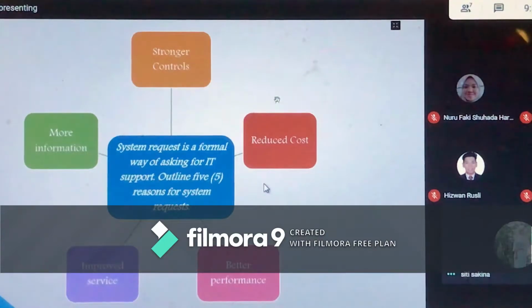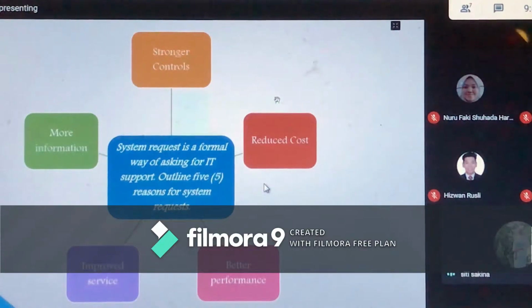Second is reduced cost. The current system Lestari Sdn Berhad is using could be expensive to operate or maintain as a result of a technical problem, design weakness, or the changing demand of the business. On the other hand, cost-benefit analysis might show that a new system will be more cost-effective and provide better support for the long-term objective.